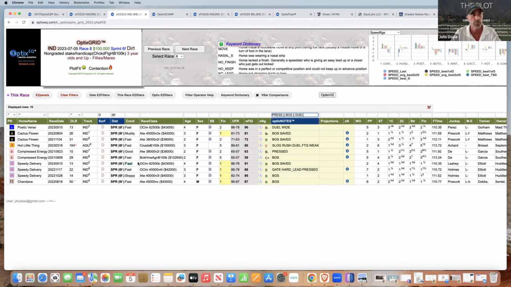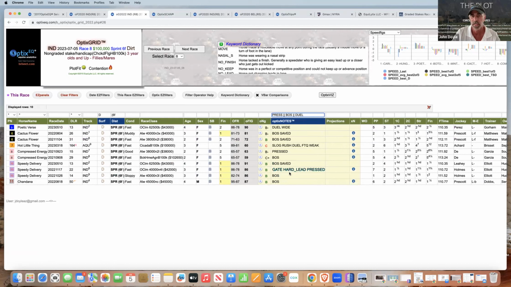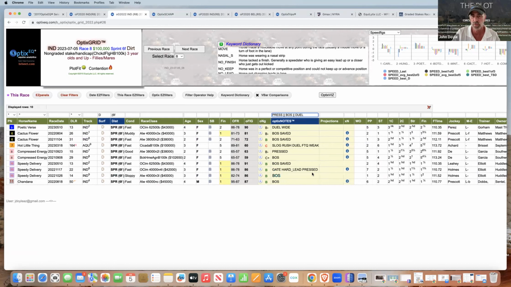When you look at this, there are two horses that kind of pop. Well, one definitely, that's the 10, Speedy Delivery. This horse was best of speed, had gait issues, hard lead, pressed, and still went on to win. Another best of speed. So this horse can take heavy pressure and win, it looks like.